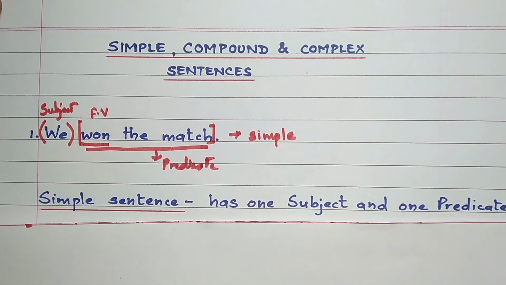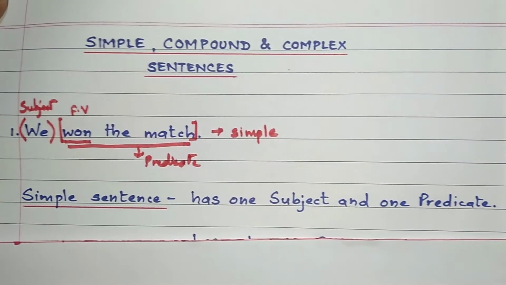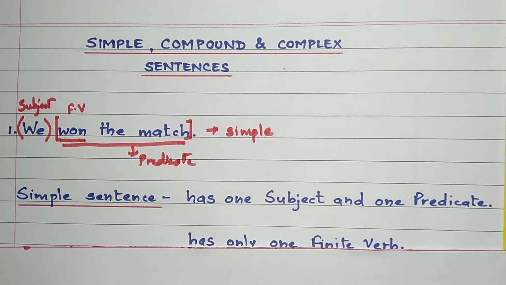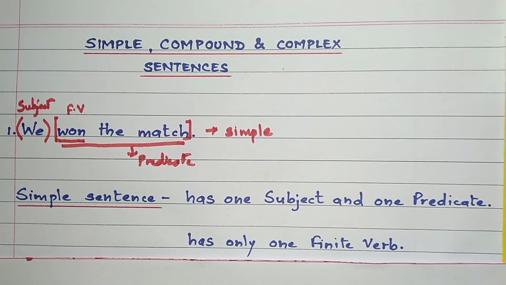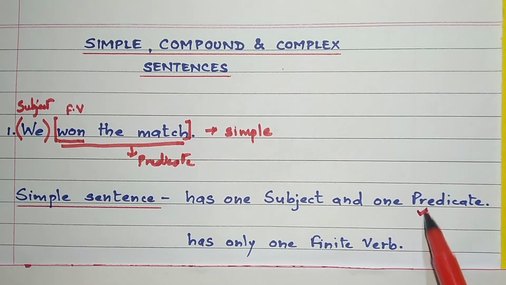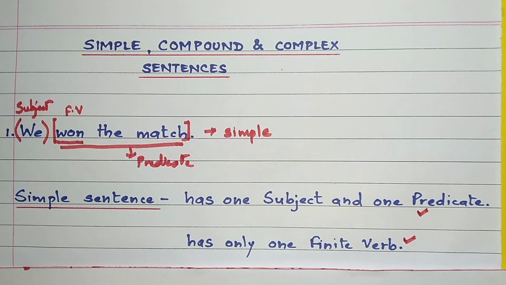So, a simple sentence can be defined as one which has only one subject and one predicate, or it can also be defined as a sentence which contains only one finite verb. So, a simple sentence can be defined in two different ways.